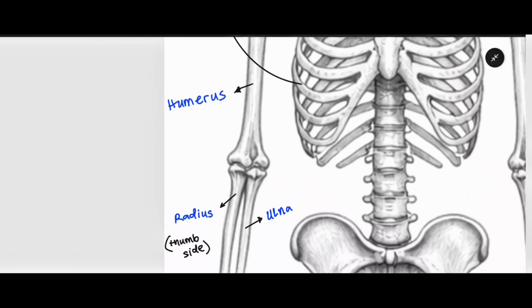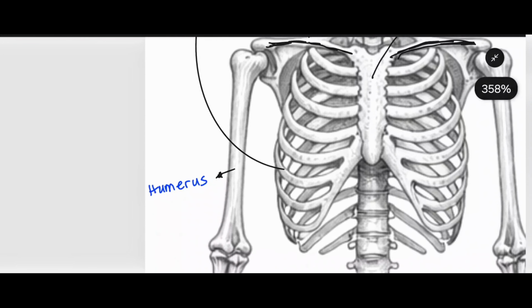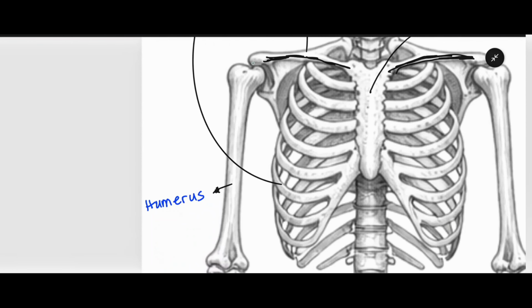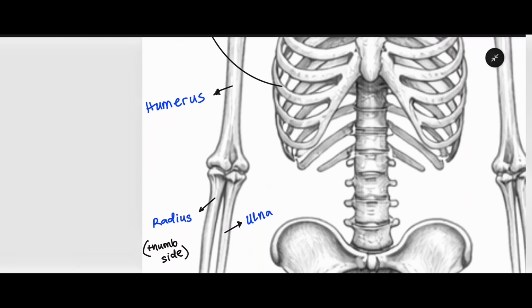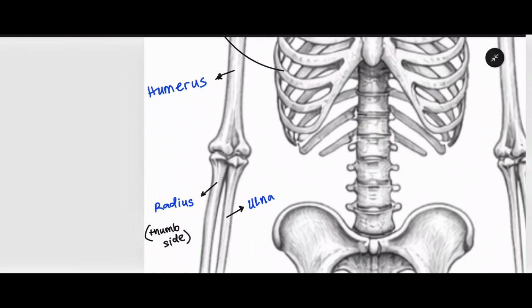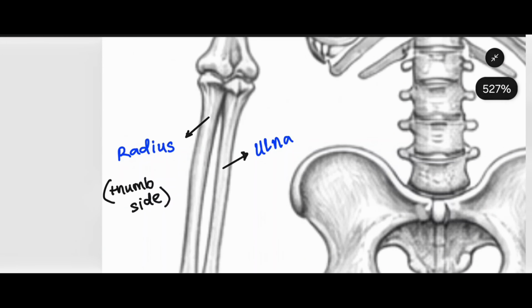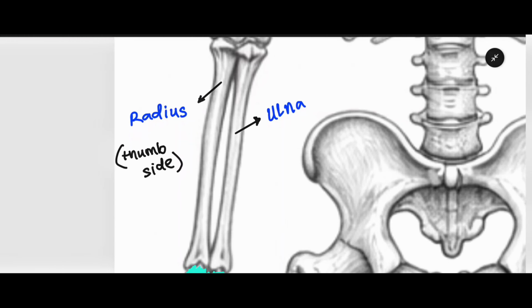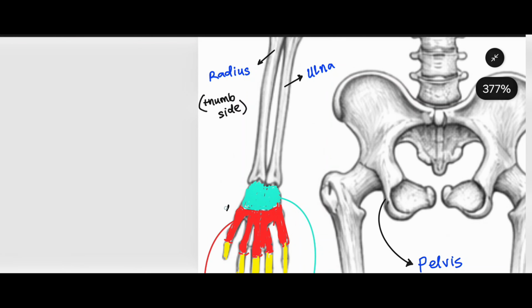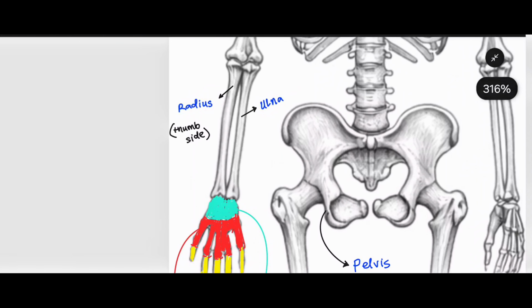Now in your arms, there are 3 bones you need to know. This upper arm bone here is the humerus, which connects from the shoulder up here down to the elbow joint here. And then next we have the radius and the ulna in the lower arm. The radius is the bone on the thumb side. You can see our thumb is here and the radius is on this side, and the ulna is on the other side, the little finger side.